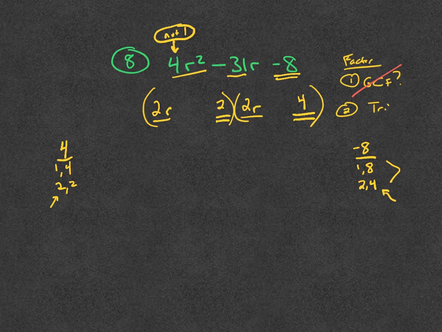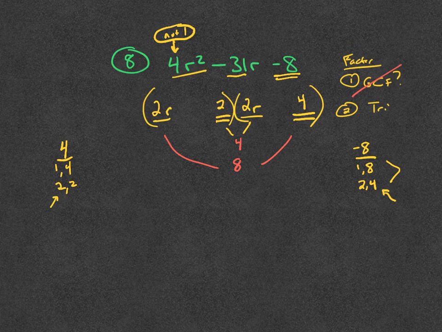And we'll see how that goes. So multiply in the middle, that gives us 4. Multiply on the outside, that gives us 8. So we're trying to get the negative 31 out of those numbers. So if we were to add the 4 and the 8, we could get 12. If we subtracted them, we could get 4 or negative 4. But we can't get negative 31 from those two numbers.